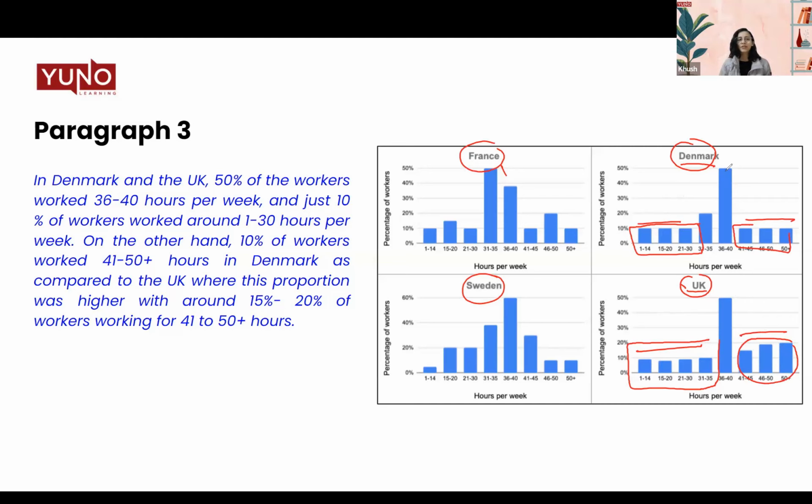So I chose to go ahead and write this in the first body paragraph. So I start: in Denmark and the UK, 50% of workers worked 36 to 40 hours. Now see, here I'm mentioning the percentage. Here I'm mentioning the exact data.